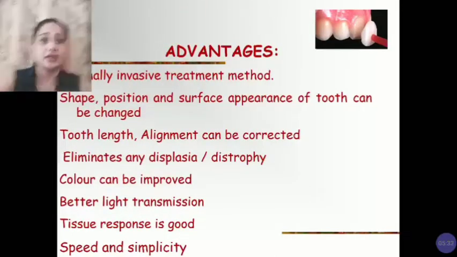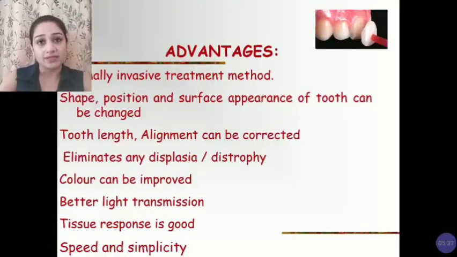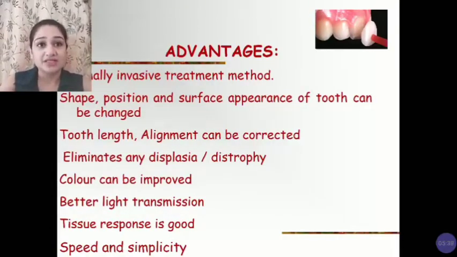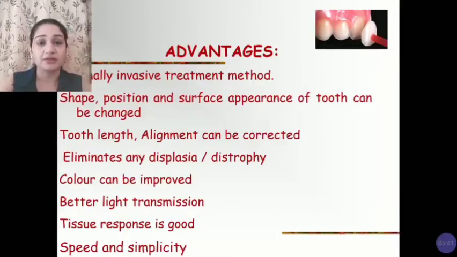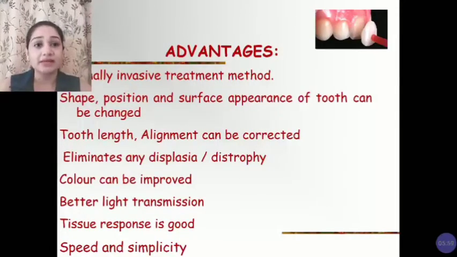So what are the advantages? This is one of the most conservative ways of tooth replacement. It is a minimally invasive treatment method. The shape, position and surface appearance of tooth can be changed. The tooth length and alignment can be corrected. It eliminates any dysplasia or dystrophy. The color can be improved. Better light transmission is possible with the dental laminates.